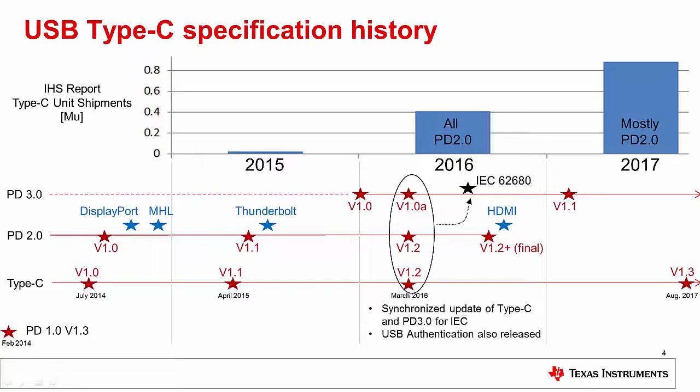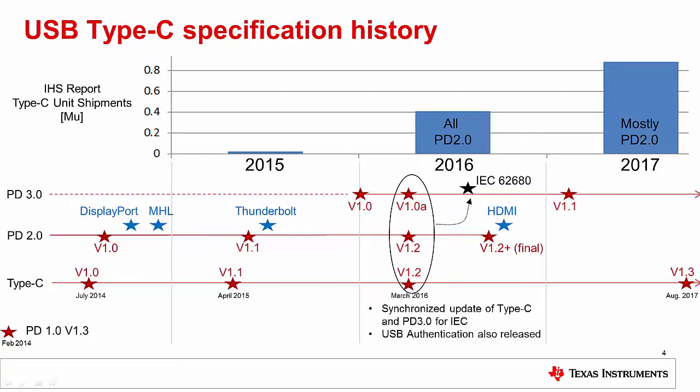So in order to avoid interrupting all the companies who were building and ramping with PD 2.0 systems in the 2015 and 2016 and even into the 2017 timeframe, it was decided to create a PD 3.0 system that would incorporate those new features from IEC and USB authentication without disrupting the PD 2.0 rollout. So that's kind of one of the big reasons the PD 3.0 came about.